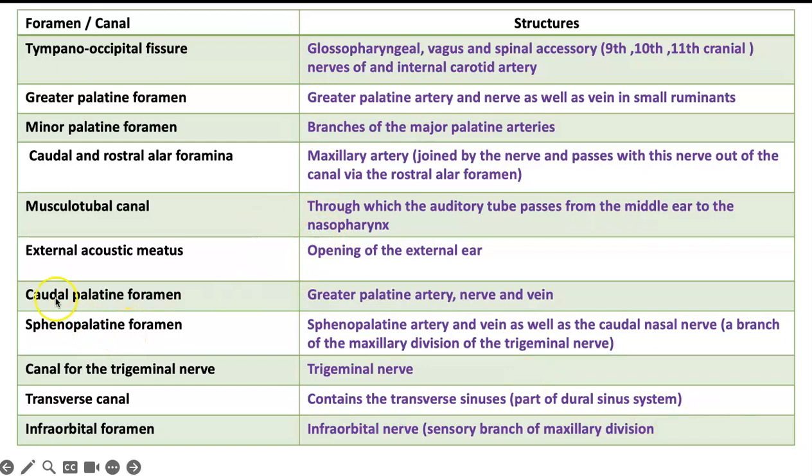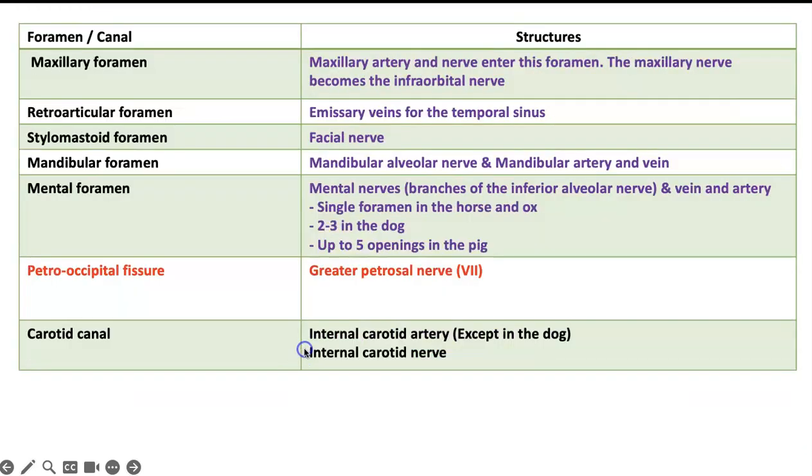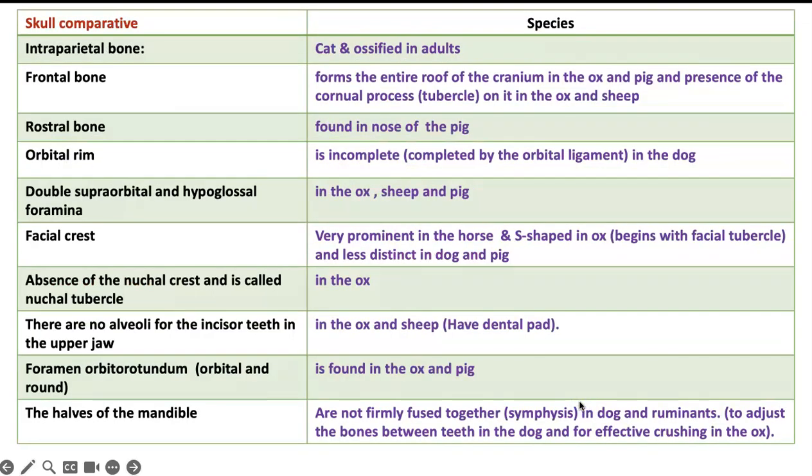For example, caudal palatine foramen is important for the greater palatine artery, infraorbital foramen for the infraorbital nerve, maxillary foramen for the maxillary artery and nerve, right? Carotid canal for the internal carotid artery, except in the dog, as we mentioned, because it comes out from the jugular foramen. So now this table also shows you the difference between the canine and the other large animals.